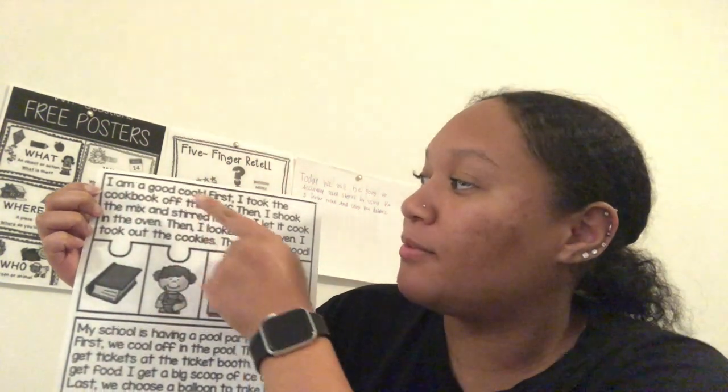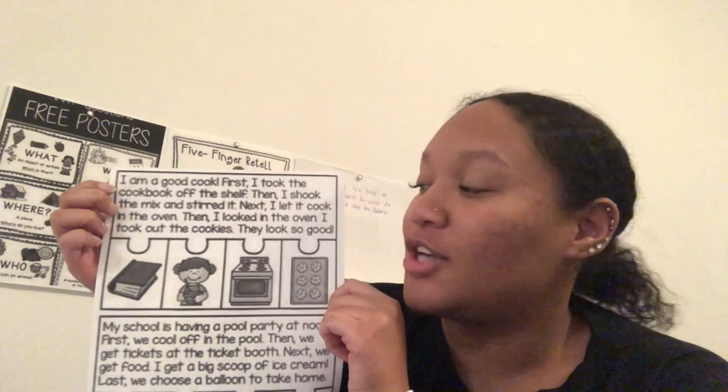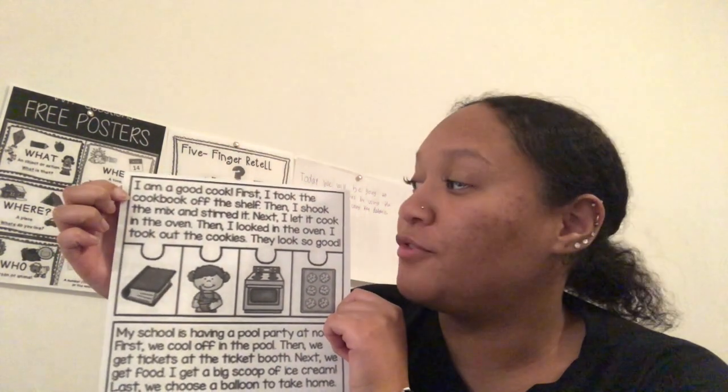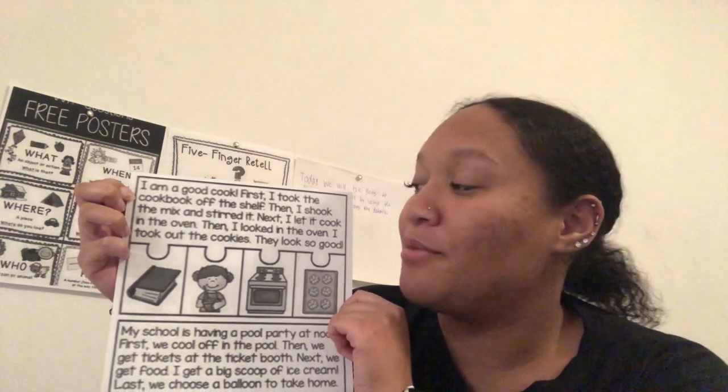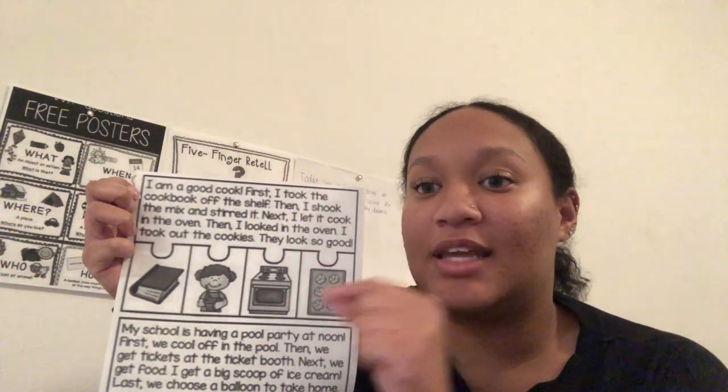So, for example, it says, I'm a good cook. First, I took the cookbook off the shelf. So I'm gonna look for one of these photos, and whichever one seems like it would be related to the first sentence, I'm gonna put that in the puzzle piece first. I'm then just gonna connect the puzzle pieces together until the puzzle is complete.